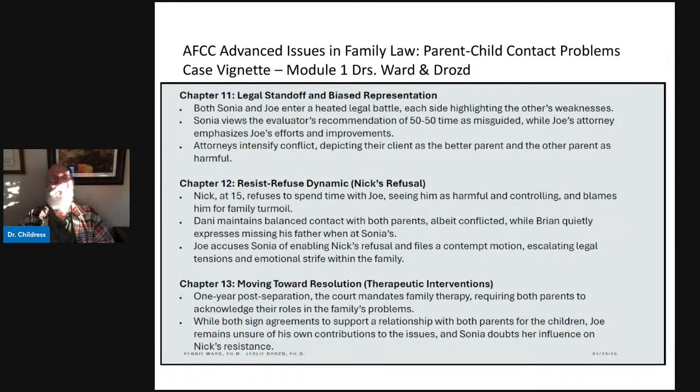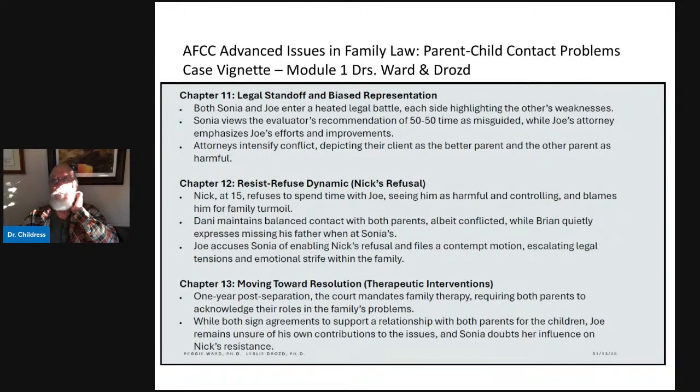The attorneys intensify the conflict, depicting each client as the better parent and the other parent as harmful. Well, is the other parent harmful? Is the mother harmful? Resist refuse dynamic. There's no such thing. Nick's refusal. Nick at 15 refuses to spend time with Joe, saying it was harmful and controlling. He's not. That's a persecutory delusion. He's not dangerous, and blames him for the family turmoil, and controlling is one of the ACS themes.